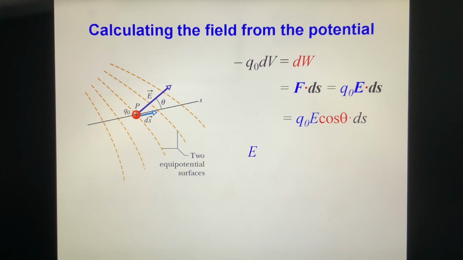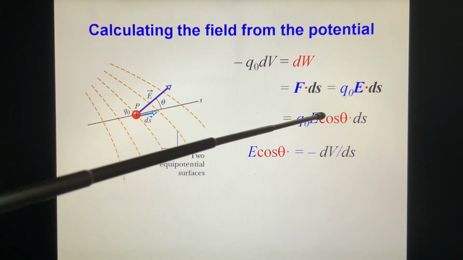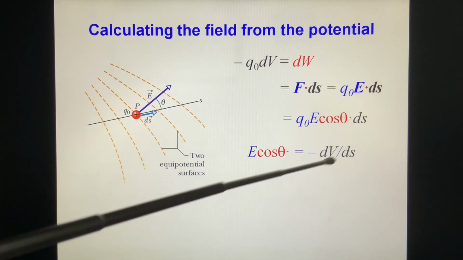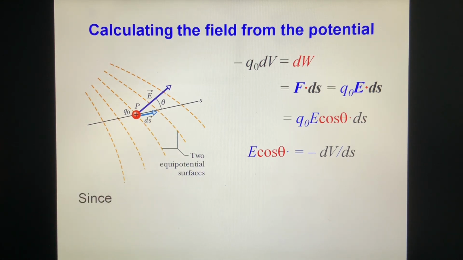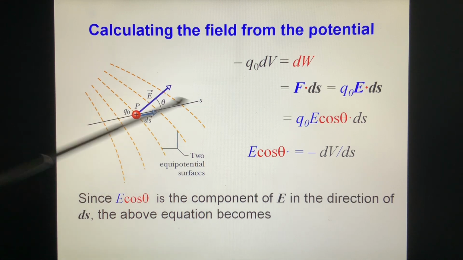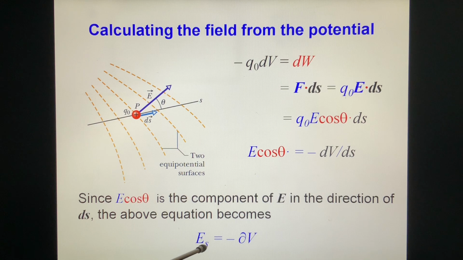Comparing these two, we find that E cosine theta equals, with Q0 canceling, minus dV over ds, which we write as minus partial v over partial s. And E cosine theta is the component of E in the direction of ds. So this equation becomes E sub s equals minus partial v over partial s. For different s, we get different derivatives.